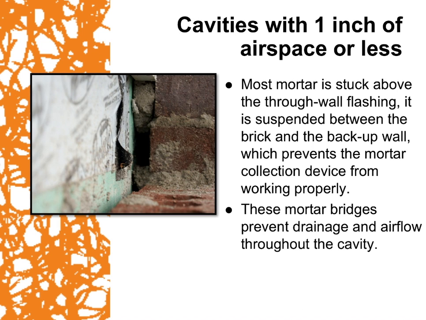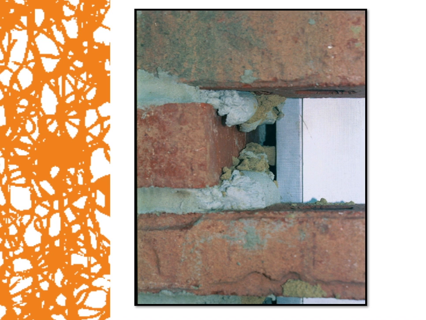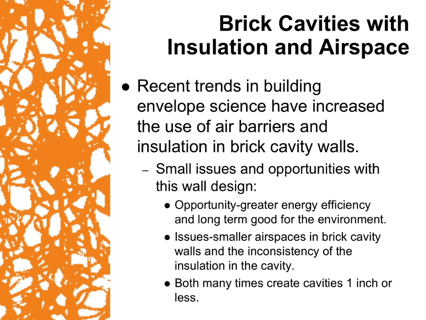Cavities with 1 inch of airspace or less. Most mortar is stuck above the through-wall flashing. It is suspended between the brick and the backup wall, which prevents the mortar collection device from working properly. These mortar bridges prevent drainage and airflow throughout the cavity. Just like in the picture shown, you can see where the mortar is actually sandwiched and bridging between the brick and the WRB. This can be a huge problem because it collects so much moisture and also impedes the airflow behind the brick.